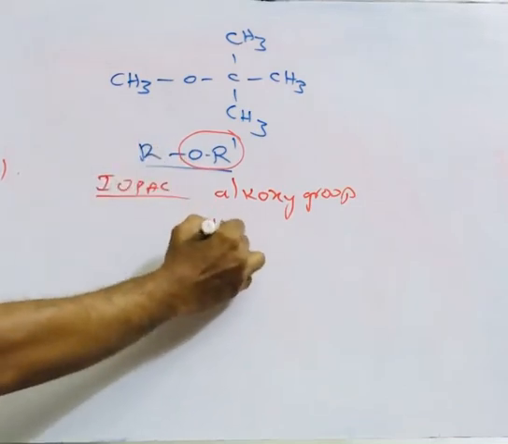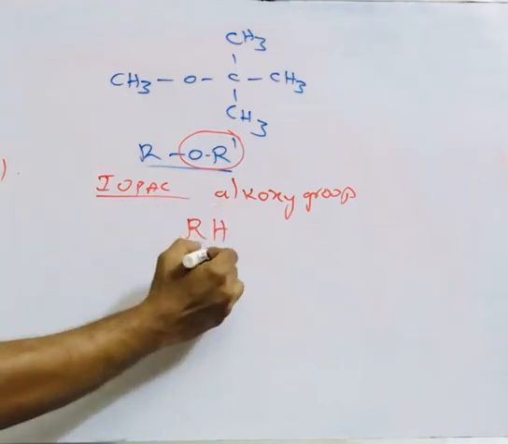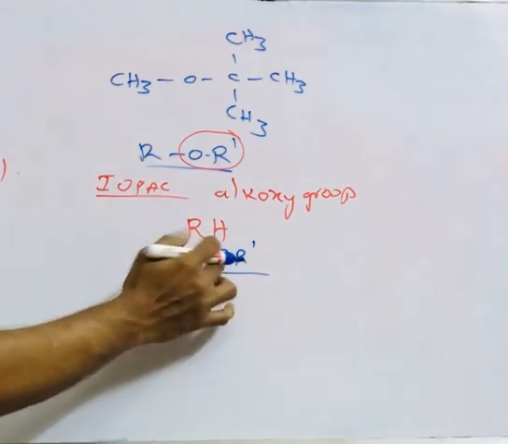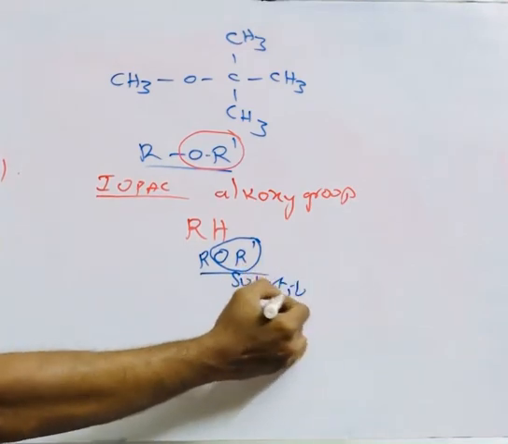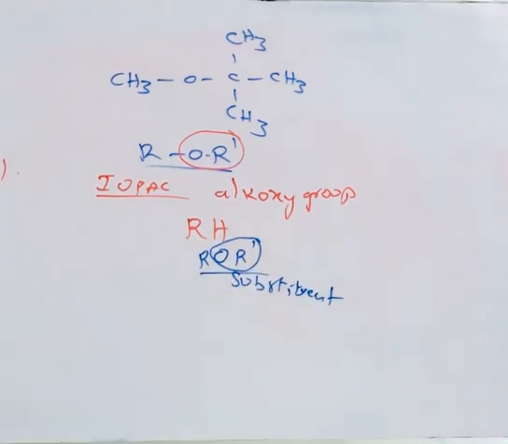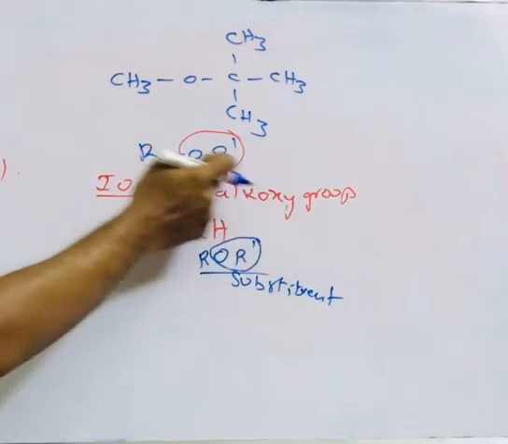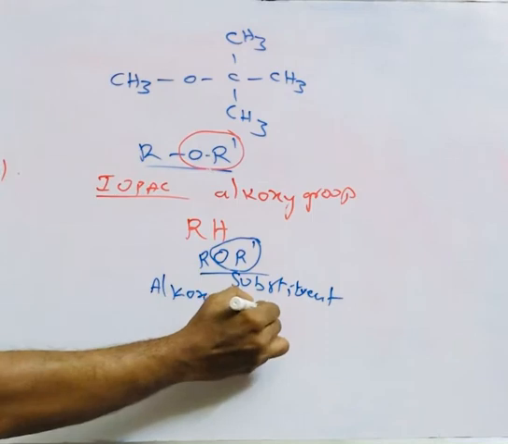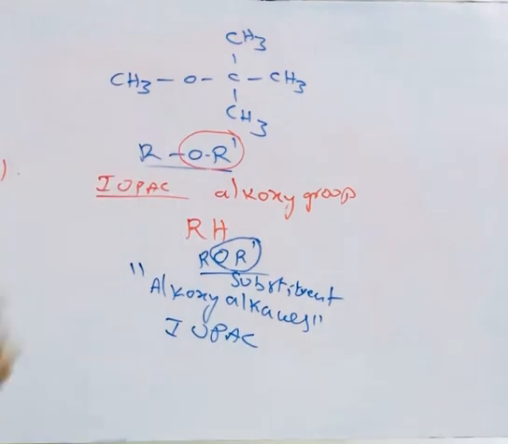So alkoxy alkane. I have RH, which is an alkane. If I replace this H by OR, then I will get ROR. So this is an ether, and I can consider the OR as a substituent. This substituent is called alkoxy. So alkoxy alkanes are the IUPAC names for ethers.